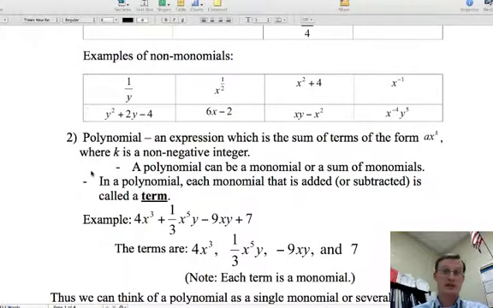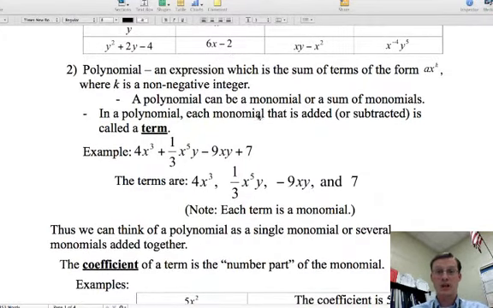Now, a polynomial is basically where you just string together a series of monomials, when you add or subtract a series of monomials. A polynomial is a monomial or sum of monomials. Each monomial is called a term. So here we have 1, 2, 3, 4 terms. Each is a monomial. Together we call them a polynomial.